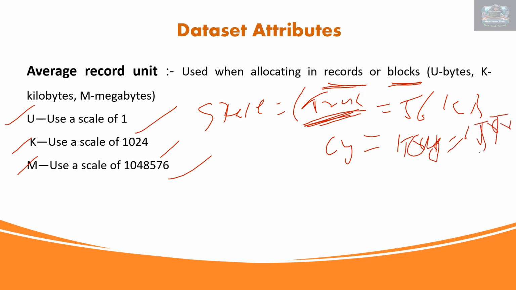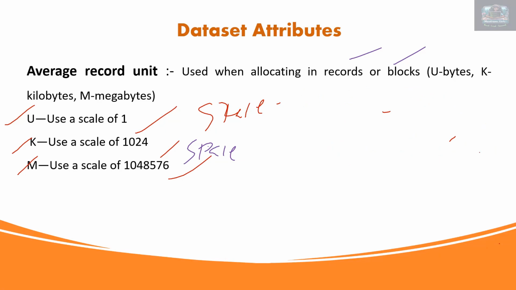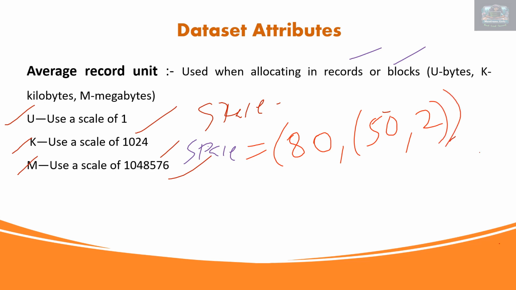15 tracks. But what about this calculation? How are records and blocks calculated? You say space equals, and you give the average block size or average record length, however much you need. Like I told you, fixed block or fixed. If it is block, you give blocks. Suppose you say I need 80, and you say primary as 50 and secondary as 2, and this is how you have given the space unit when you have mentioned 80.